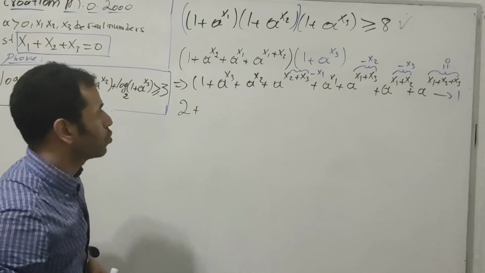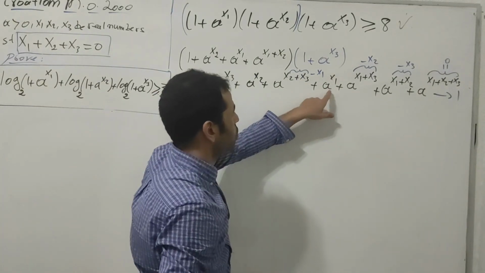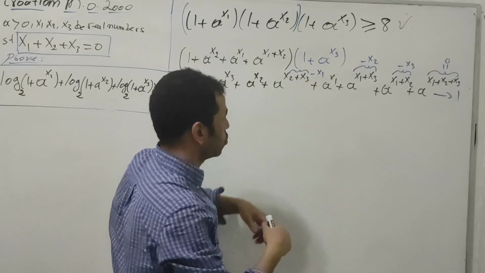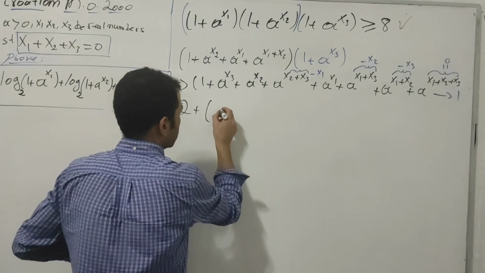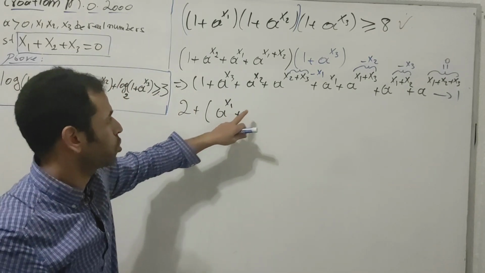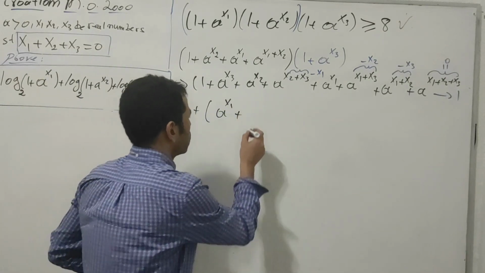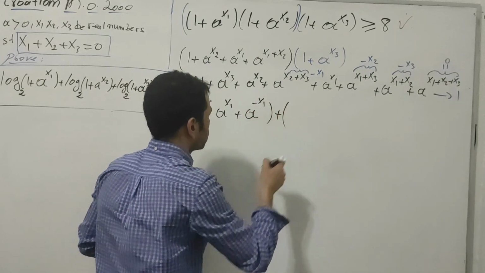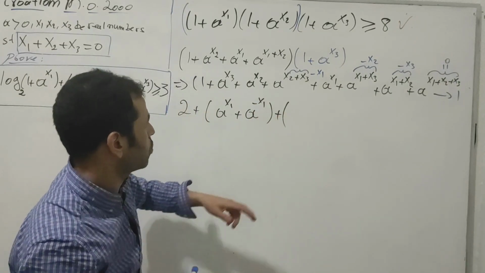Now what I'm going to do is take a to the x1 with a to the minus x1 together. So we'll have a to the x1 plus the inverse of this a to the x1, which I found is a to the minus x1, plus the second term. I will have the same thing with the second term.